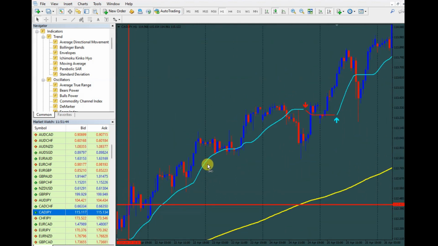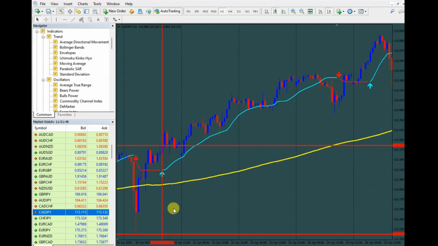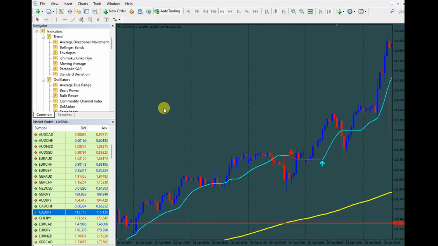So now we enter this, and our take profit is 2 times our stop loss. Since our stop loss is around 116 pips, our take profit will be 2 times that stop loss.